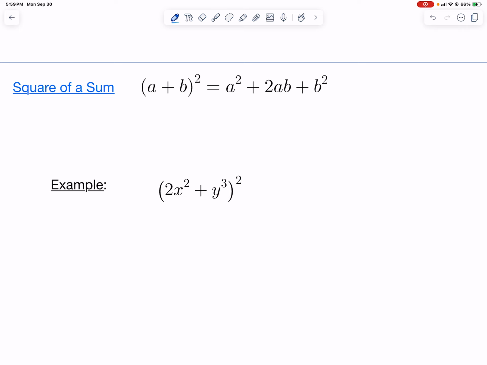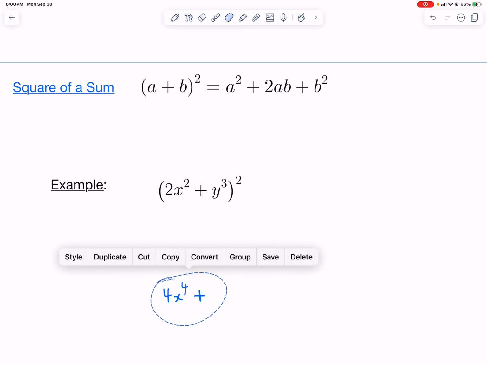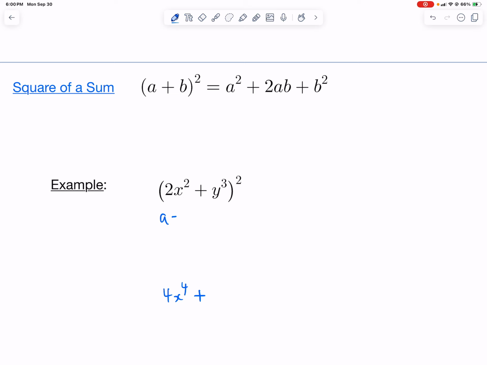my a squared, which is going to be 4x to the 4th, plus it's going to be 2ab, and I guess what we should have done is identified our a here. So let's go ahead and do that first. Our a is going to be 2x squared, and then our b here is going to be y cubed.